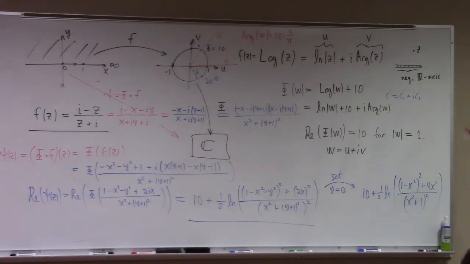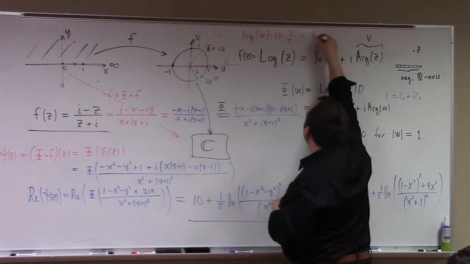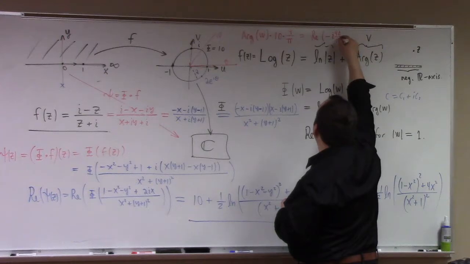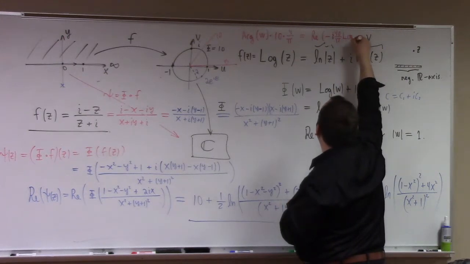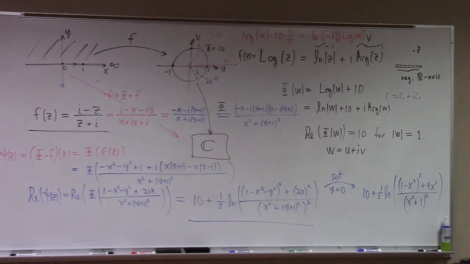And that could be the real component of a particular holomorphic function. For what it's worth, this is like the real component of minus i times 40 over pi log of W. Because the i, you get plus i arg W, and the i times minus i gives you plus 1, which gets us back to what I have.